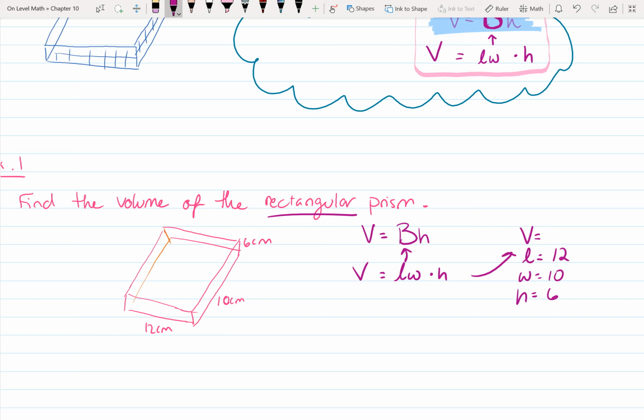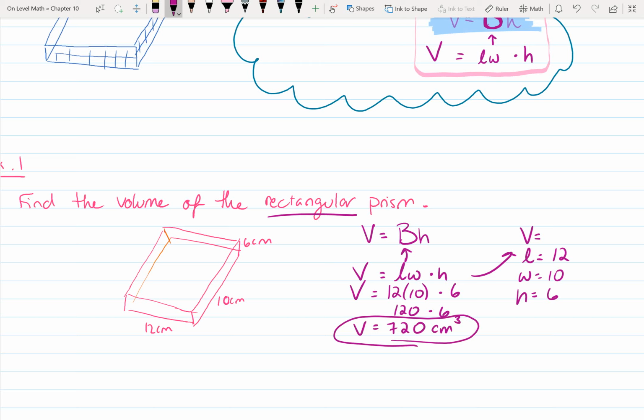Alrighty, so let's plug in what we know. So 12 times 10 times 6. All right, 12 times 10 is 120 times 6. Now, in this case, you don't have to do that side work. You can use your calculator. 120 times 6, V equals 720 centimeters cubed. It's cubed because it's volume.